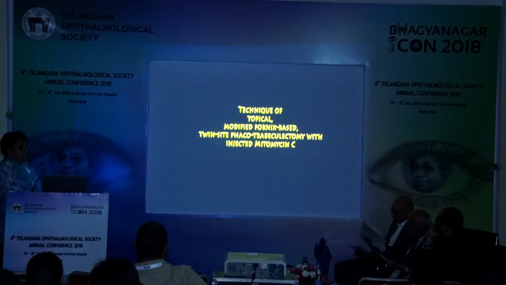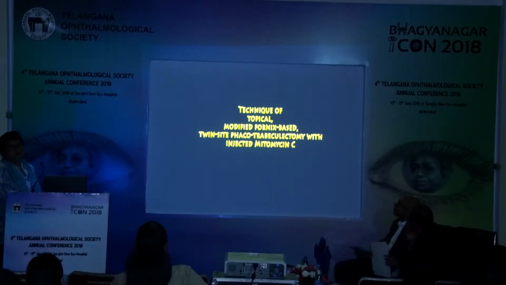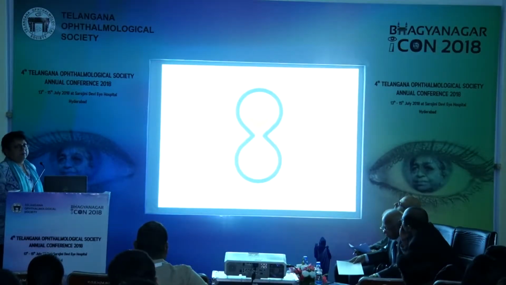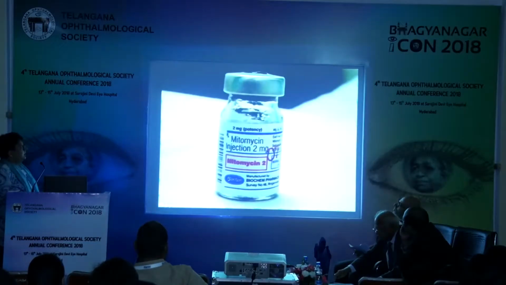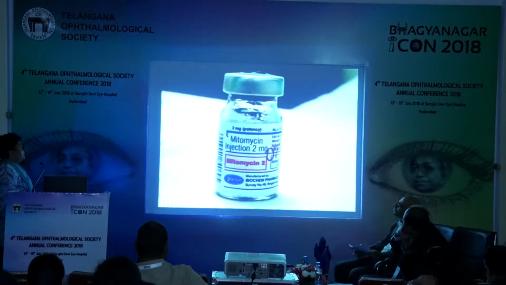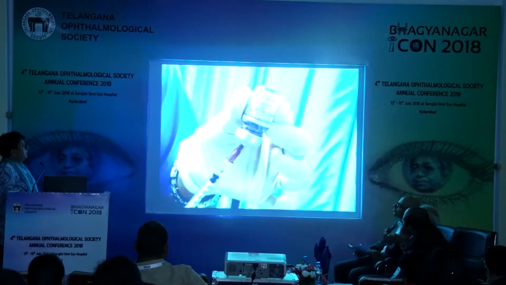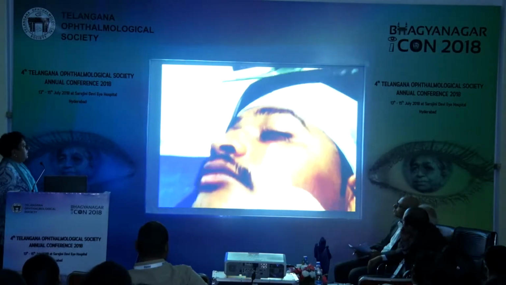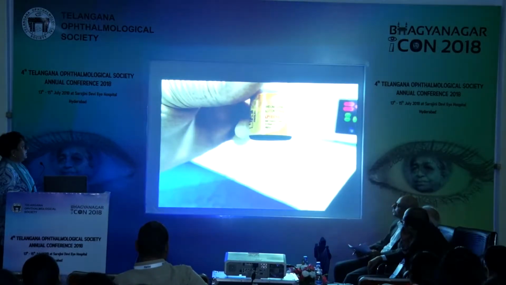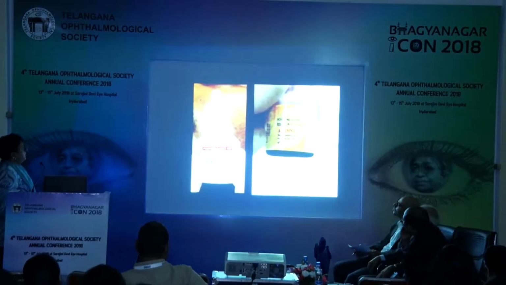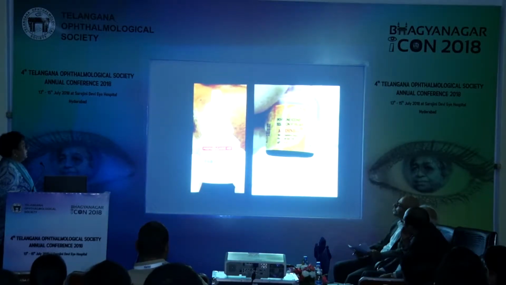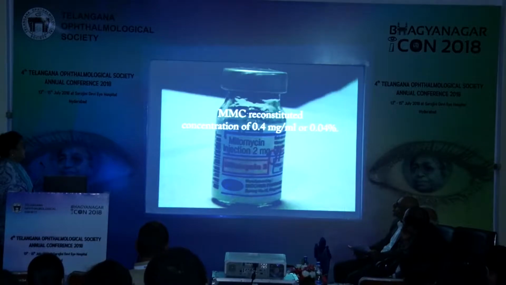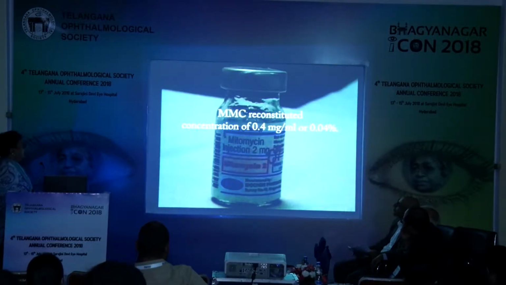We present a technique that not only avoids peribulbar anesthesia but also helps to minimize time on the table, and we start by injecting a small amount of mitomycin C in the preoperative area. Preparation of the eye in this area is with topical anesthesia and betadine eye drops 3 times at least 10 minutes apart. Mitomycin C is freshly reconstituted on the day to a concentration of 0.4 milligram per mil or 0.04%.